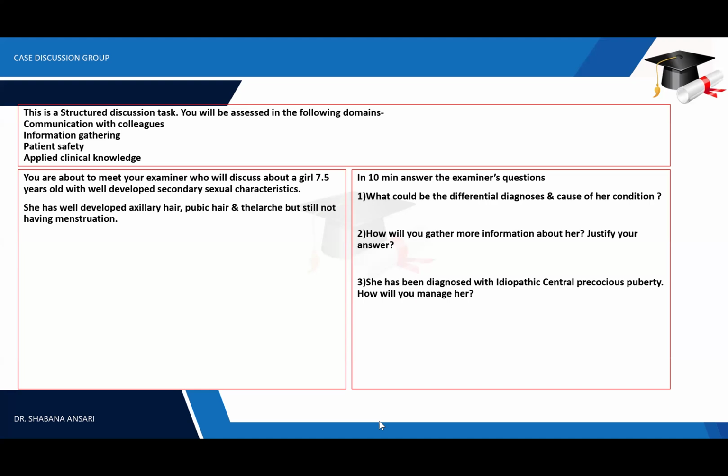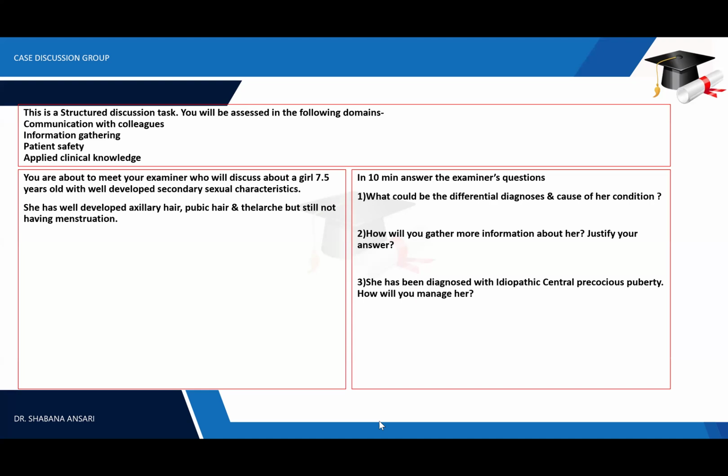In the history, we will take all the other history, but we will not find the other features of the causes of central precocious puberty and peripheral precocious puberty. So we'll exclude all the causes and the risk factors. Here we may find only one cause, that is ovarian cyst formation. This ovarian cyst will secrete hormones, and the breast tissues are more sensitive to these hormones. So this is the transient one.